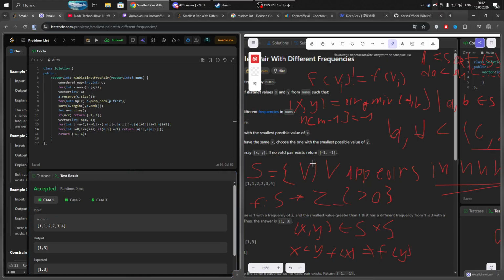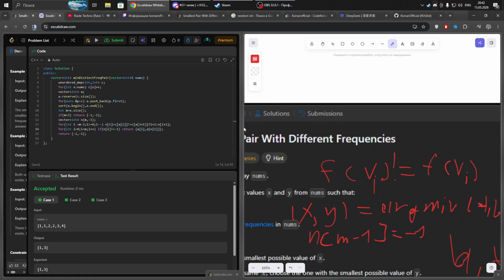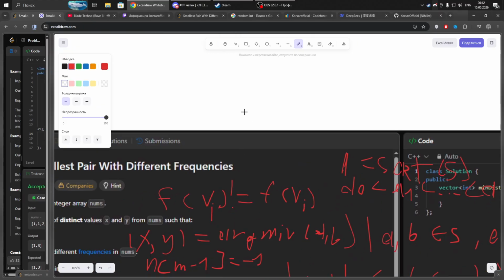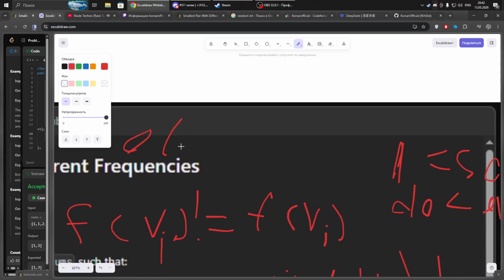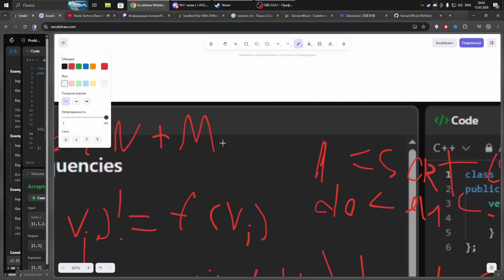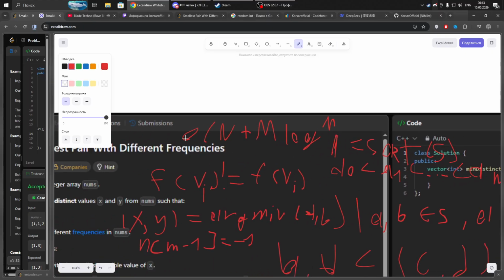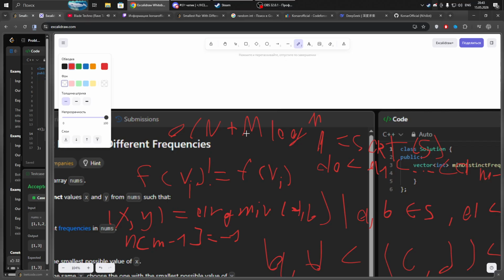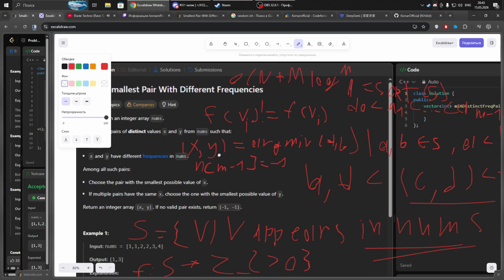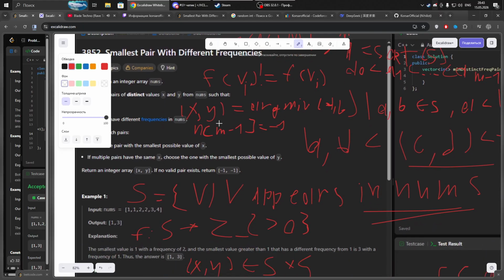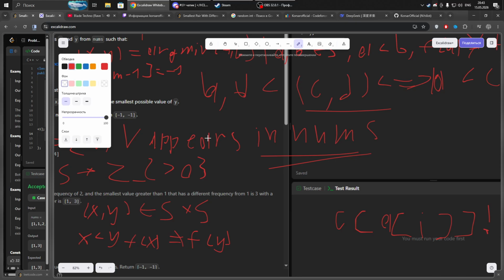Alright, so it's the complexity analysis. I mean time complexity. It's O of n plus m log m, where n is the number of nums, and m is the number of distinct values. So the space is just O of m. Can you explain? How do we make it fast?